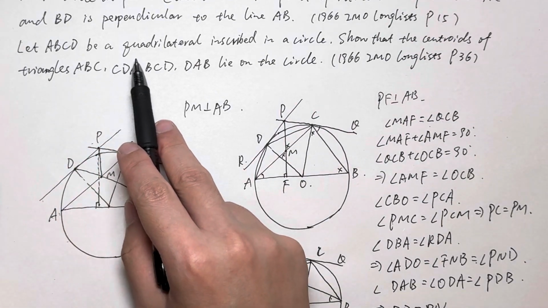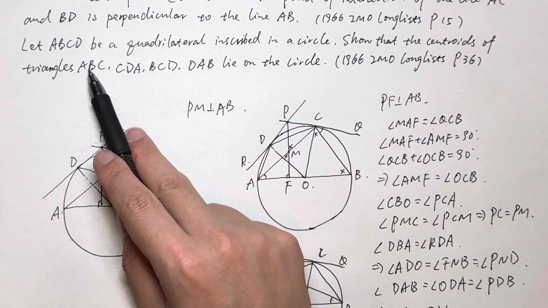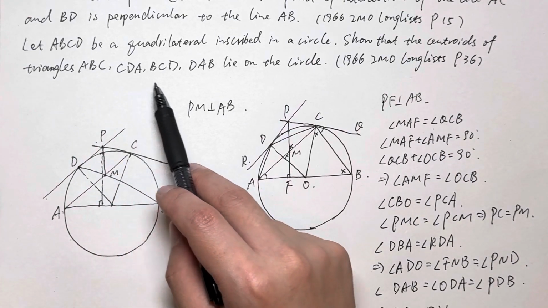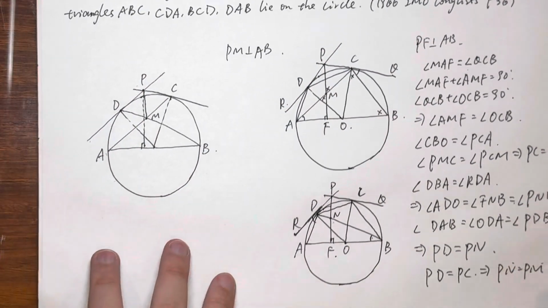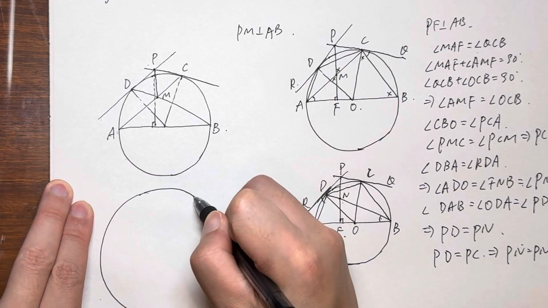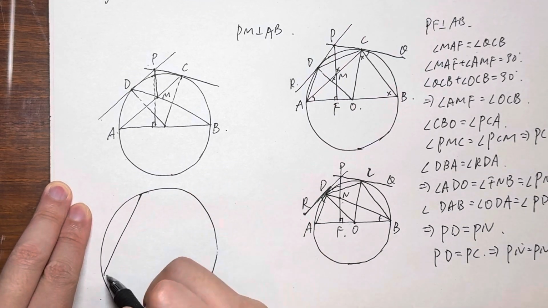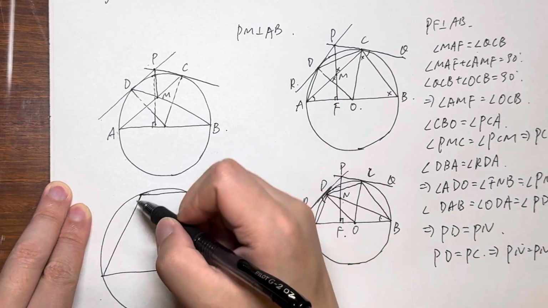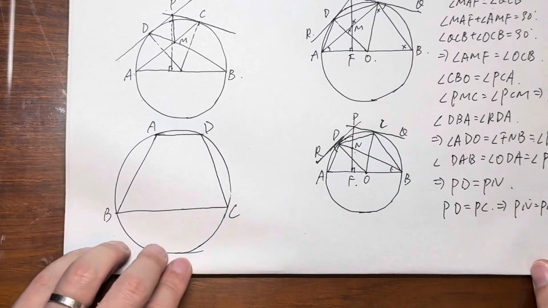Let ABCD be a quadrilateral inscribed in a circle. So ABCD is a cyclic quadrilateral. Show that the centroids of triangles ABC, CDA, BCD, DAB lie on a circle. Okay. We have A, B, C, D here, right?